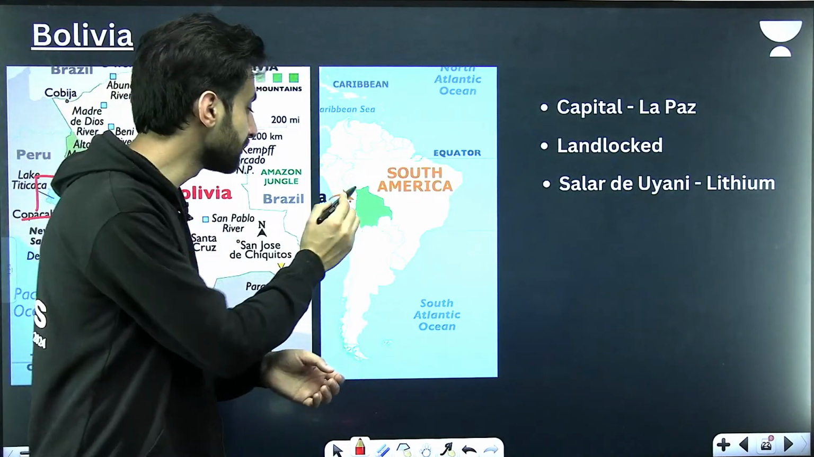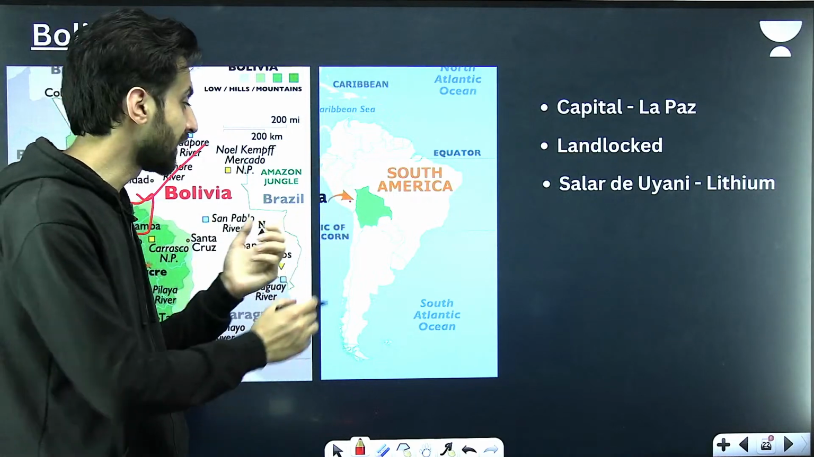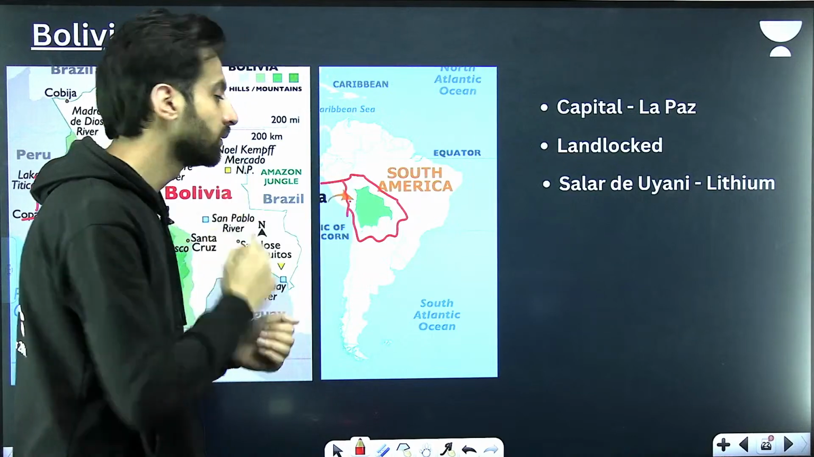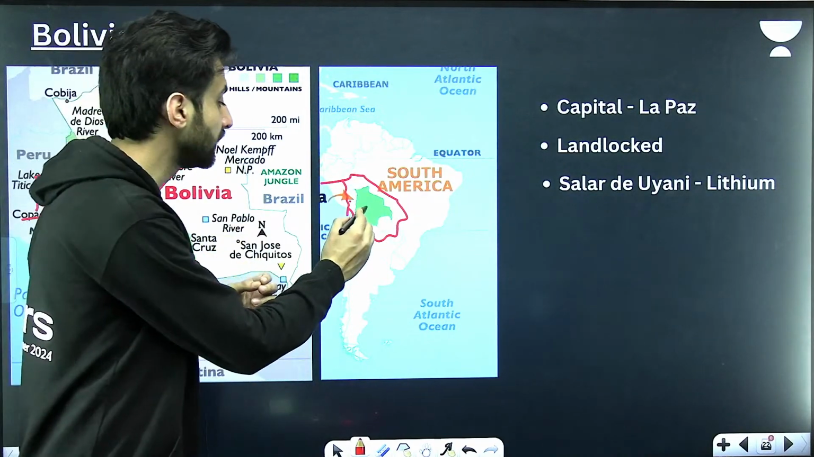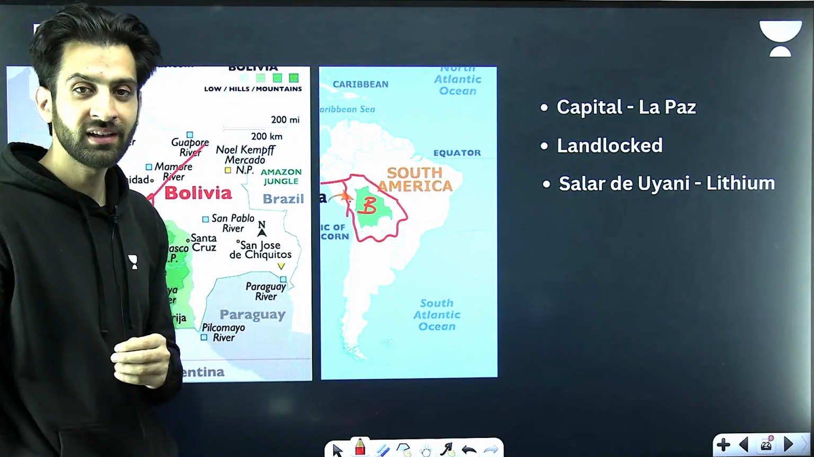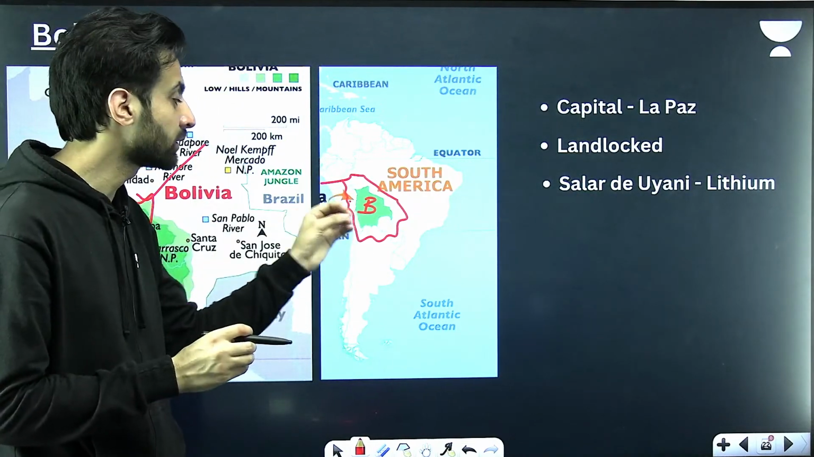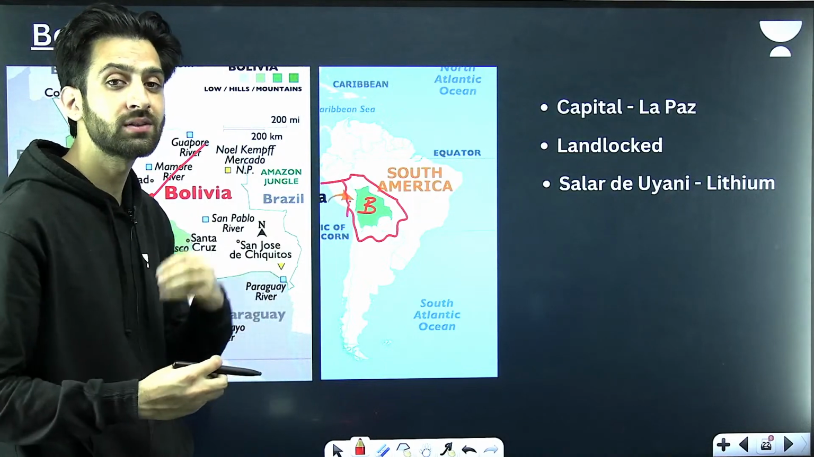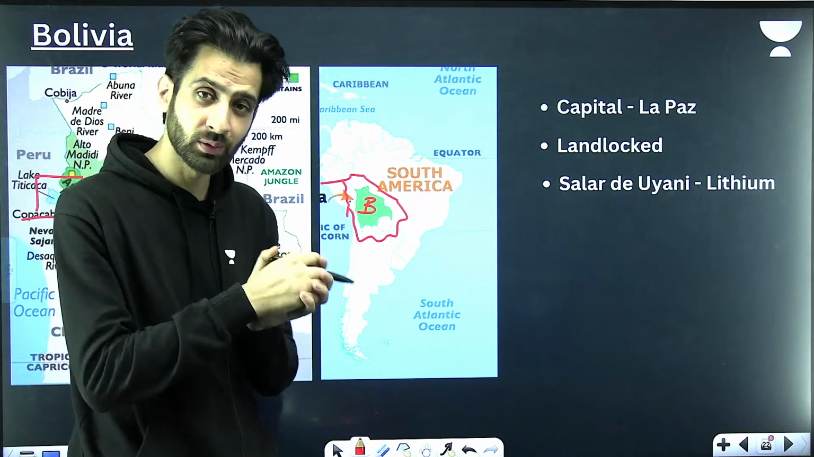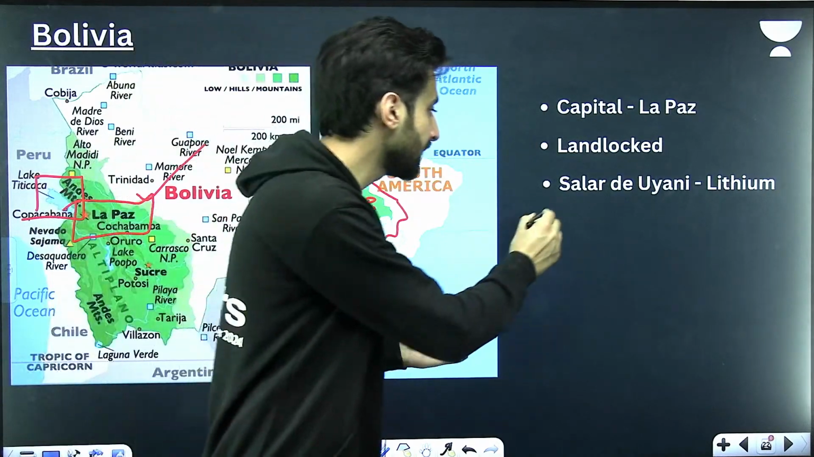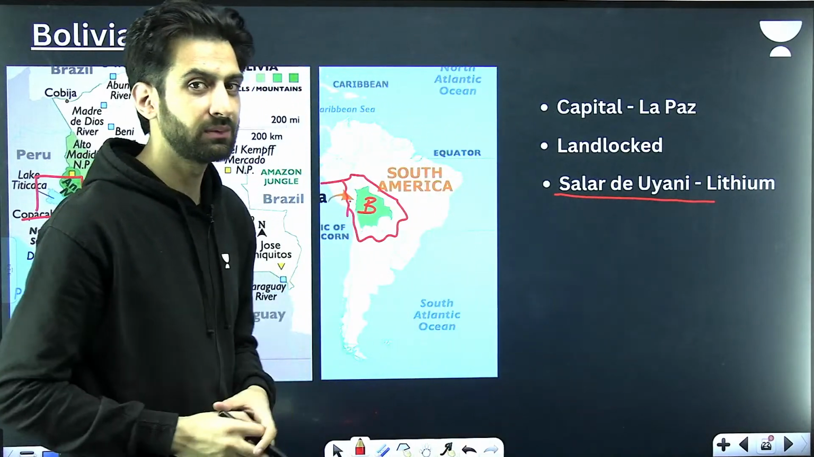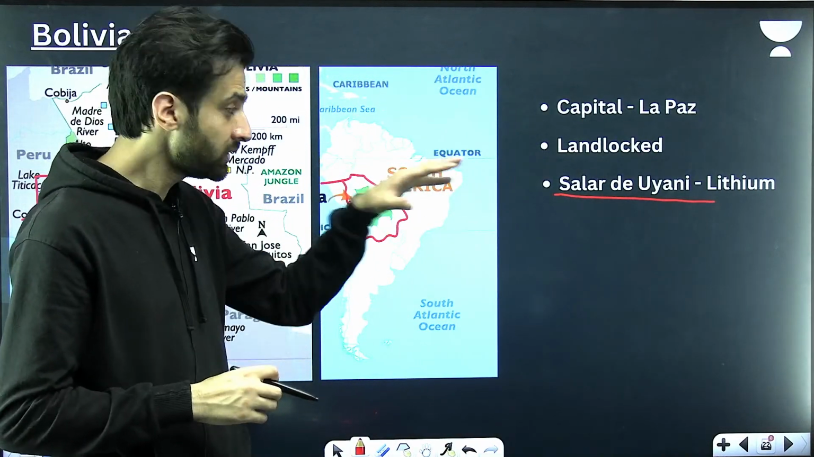Important thing, if you look at this map here, you will see the land masses on all the sides of Bolivia. That is why Bolivia is a landlocked country. Is it clear? It does not have access to oceans. That is about Bolivia, and the highest capital, La Paz, is located in it. And there is a place called Salar de Uyuni that is rich in lithium deposits. Very important, rich in lithium deposits.